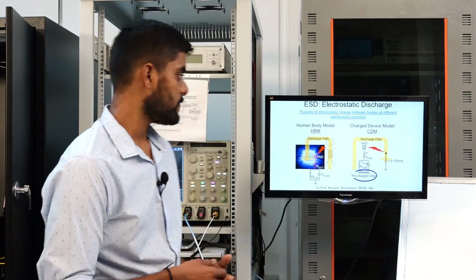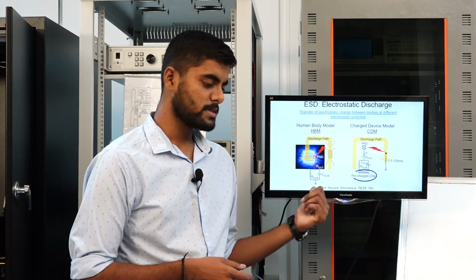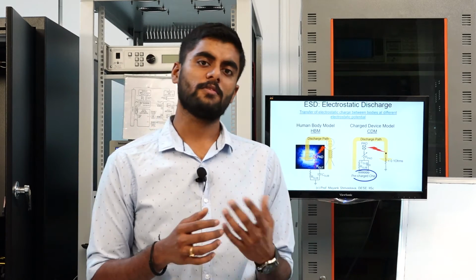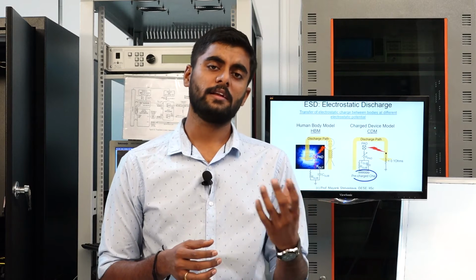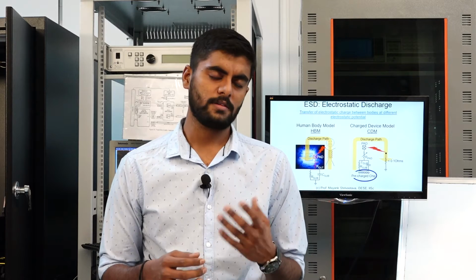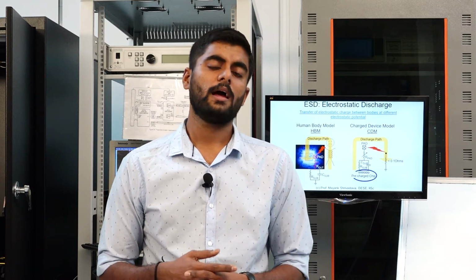So then you have these different components. You basically model it as a circuit, and you have these different components, R and C, and their values are then determined based on empirical data. As an industry standard, what we use is a resistor of 1.5 kilo ohm and a capacitor of 100 picofarad along with a high voltage source.